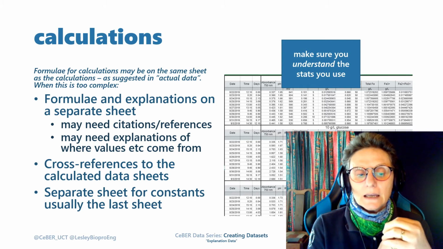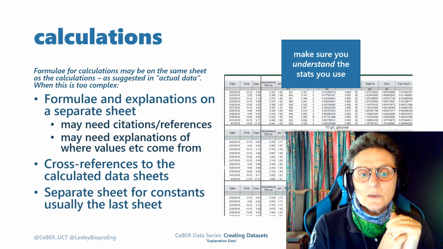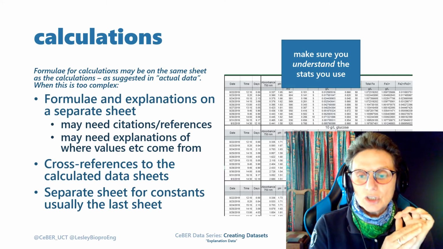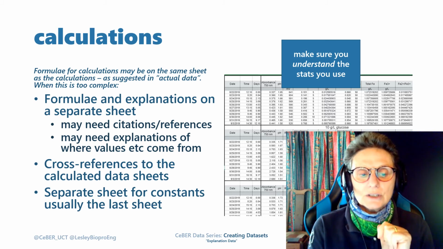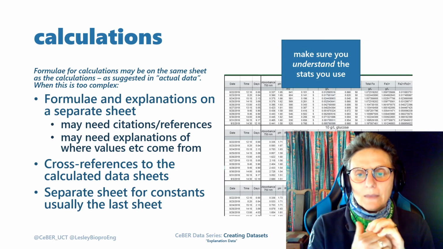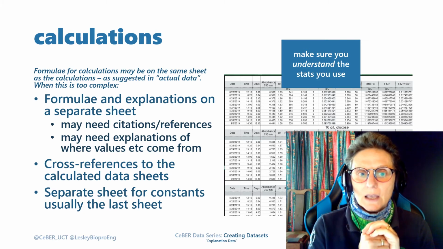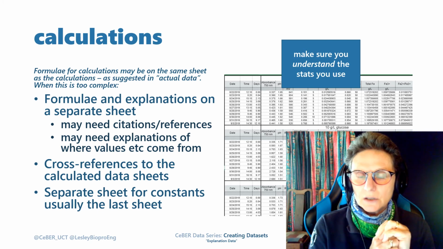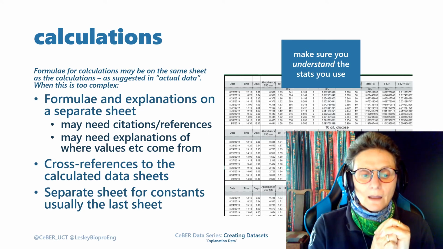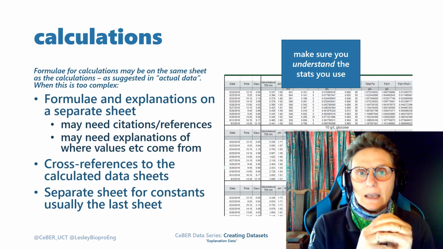Notice that quite often you use a lot of constants in your calculations, and those should always be put on a separate sheet right at the back of your workbook, where nobody needs to look at it unless they want to. And then you use those constants in your calculations. It means that if you need to change your constants, you can do so without changing every sheet in your workbook.